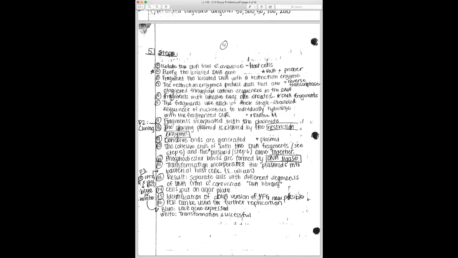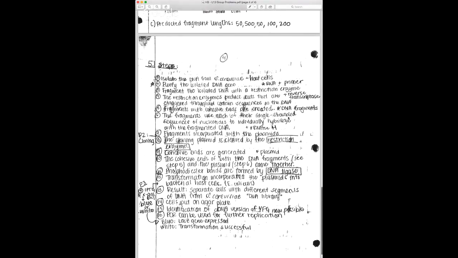And to clone it, we take the cloning plasmid that was cleaved by the restriction enzyme, and it makes cohesive ends on it. The cohesive ends on the DNA fragments that were made in the previous step and the cohesive ends on the plasmid line up and come together, and then phosphodiester bonds are formed by DNA ligase, and transformation incorporates the plasmids into the bacterial host cells, which in this case are the E. coli cells.